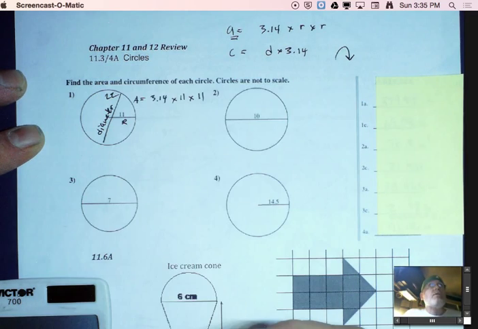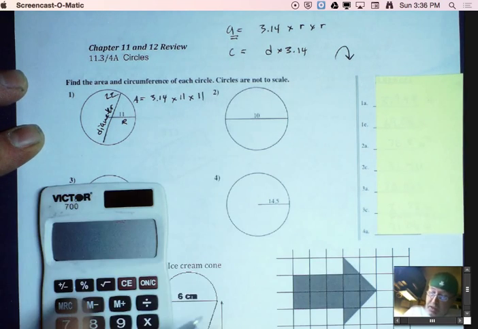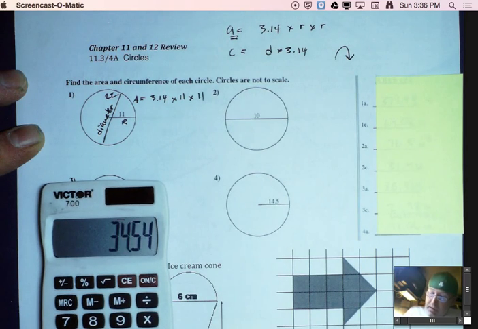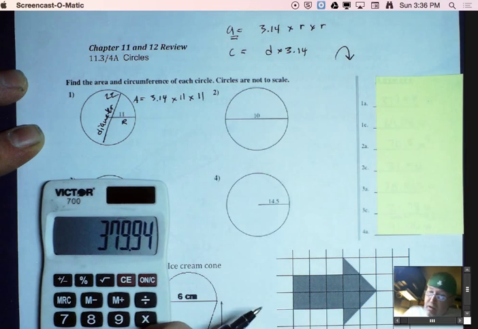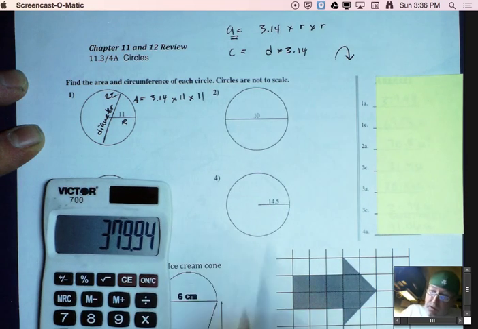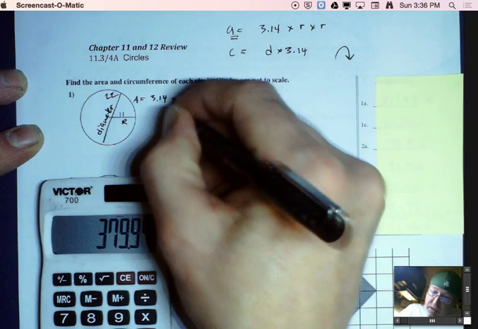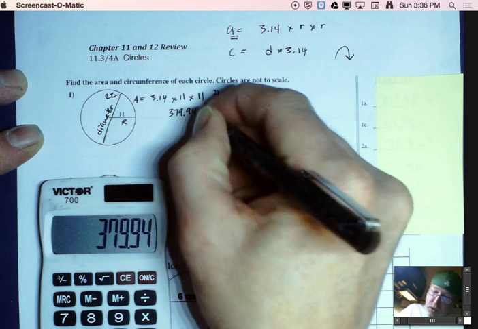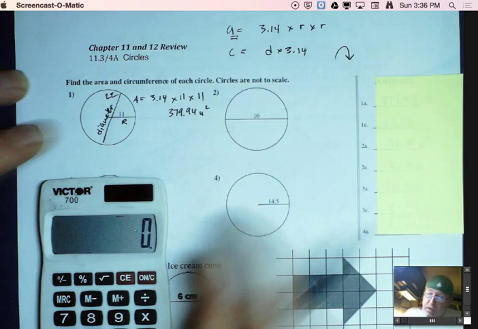All right, let me just check my screen. We look pretty good. So the area is 3.14 times 11 times 11. 3.14 times 11 times 11 equals 379.94. So area is 379.94, and that's going to be units squared. Okay? The next one, let's get the circumference of this one.